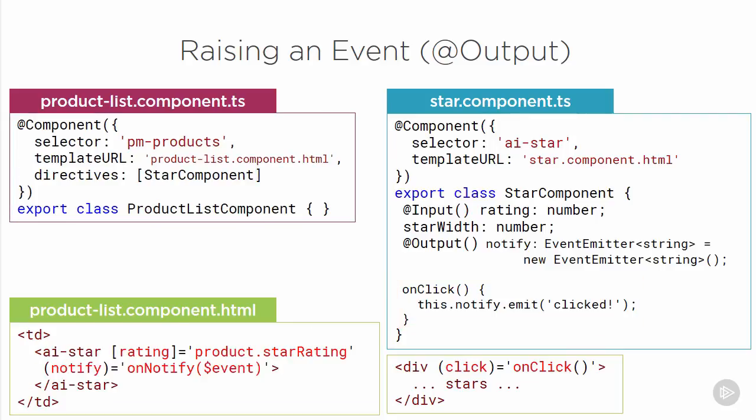The container component receives that event with the specified payload. In the container component's template, we use event binding to bind to this notify event and call a method. We access the event payload using $event. The only time we can specify a nested component's property as an event binding target on the left side of an equals is when that property is decorated with the output decorator.